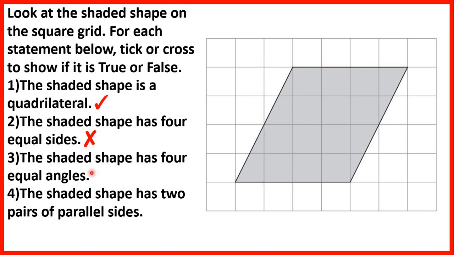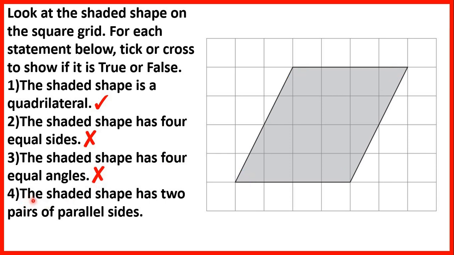Now the shaded shape has 4 equal angles. We can see that this angle here and this angle here are both obtuse angles and they look the same size. But this angle here and this angle here are acute angles, so it does not have 4 equal angles.